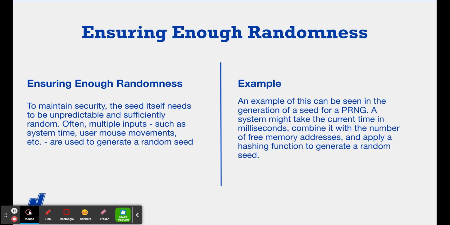Now we talk about ensuring enough randomness. For the PRNG to be effective in cryptography, it is crucial that it is seeded with something both unpredictable and sufficiently random. For instance, a system might take the current time in milliseconds, combine it with the number of free memory addresses inside the system, and apply a hashing function, as we mentioned before. This process generates a seed that is hard for attackers to predict.